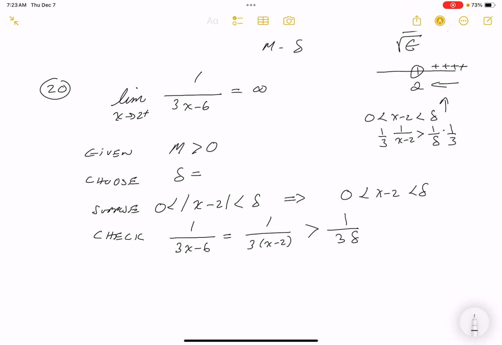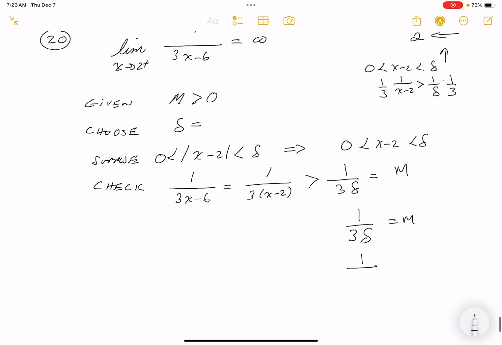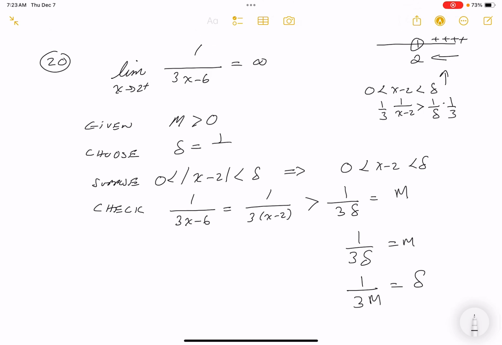And I'm going to set this equal to M now, right? Can I figure out what the delta is in terms of M? Let's write this down. And I could solve that. It looked pretty simple, right? 3M would equal 1 over delta. So I'm done. I'll write this down for you, delta equals 1 over 3M. Again, I'd write down QED.